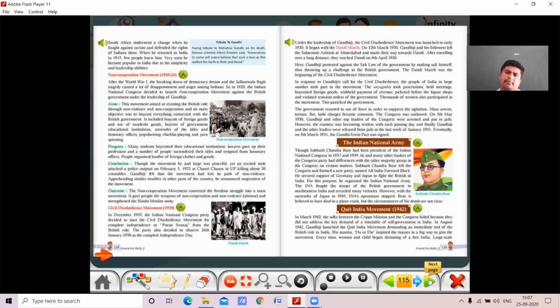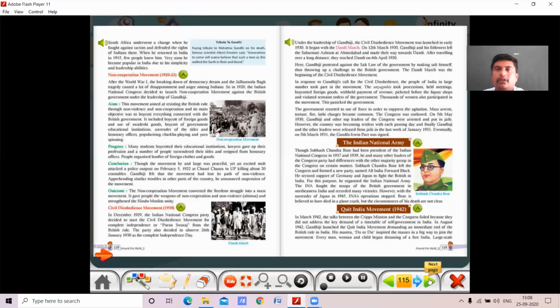Then what was the outcome of this non-cooperation movement, dear students? The outcome of this non-cooperation movement converted the freedom struggle into a mass movement. It gave people the weapons of non-cooperation, non-violence, ahimsa, and strengthened the Hindu-Muslim unity. The non-cooperation movement strengthened the unity among the Muslims and Hindus.